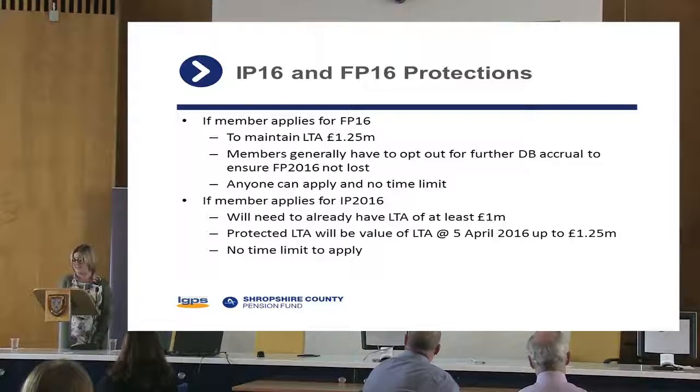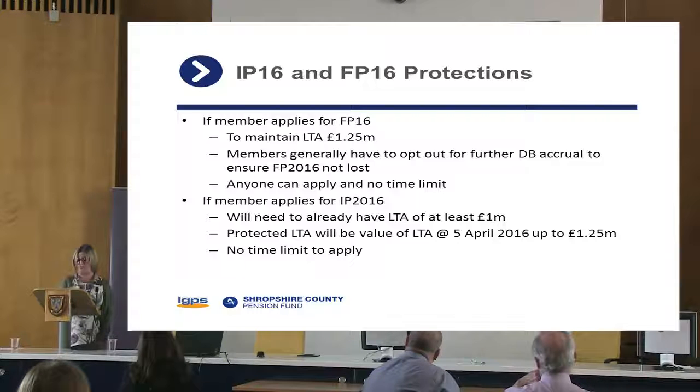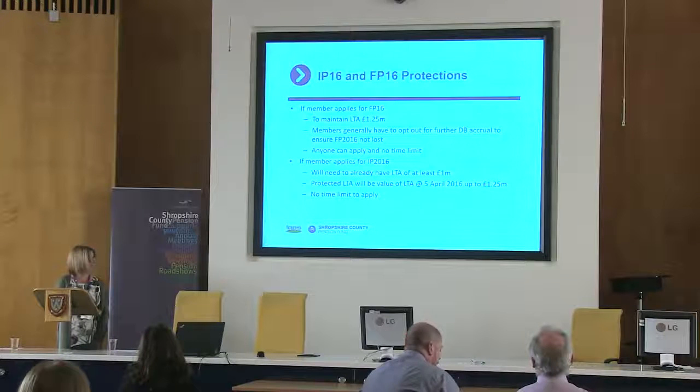If a member applies for individual protection, they will need to already have a lifetime allowance of at least 1 million as of the 5th of April 2016. They will then have a protected lifetime allowance at the value of what their benefits were at the 5th of April 2016, up to the maximum of 1.25 million. With this protection, you're able to continue further accrual in the pension scheme without protection being lost, and there is no time limit to apply either.